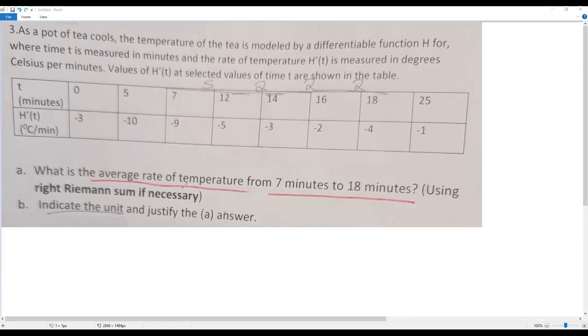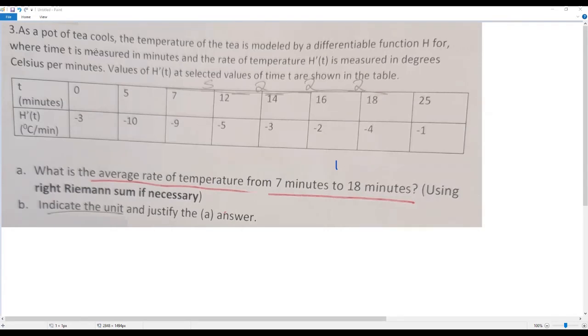So first we have to find the total change in temperature from 7 minutes to 18 minutes, so that we can find it using a right Riemann sum, according to the instruction. Once we get the total change in temperature, we have to divide it by the total time duration from 7 to 18 minutes. To find that, we subtract 7 from 18, and I'm getting 11. So the total temperature change has to be divided by 11 minutes.